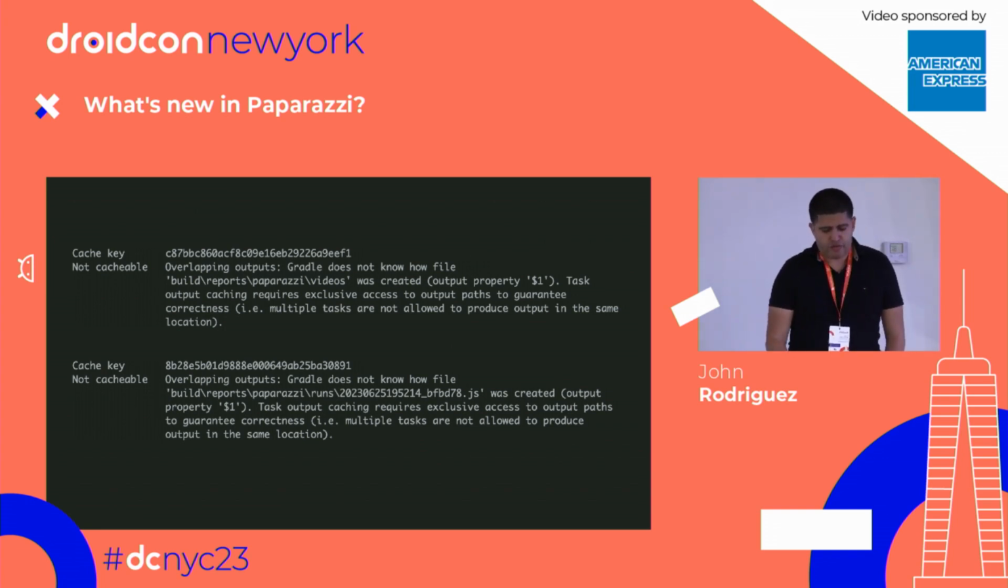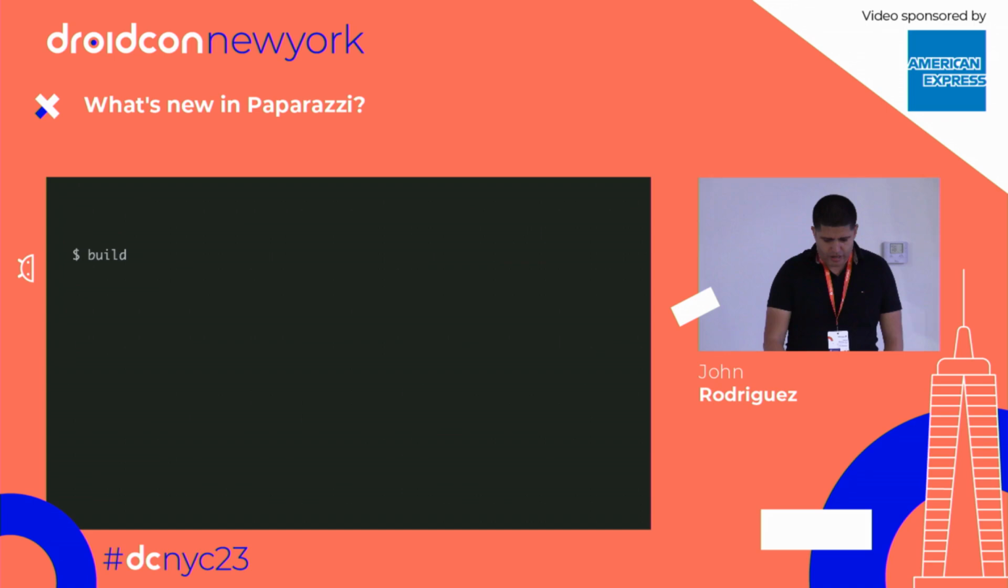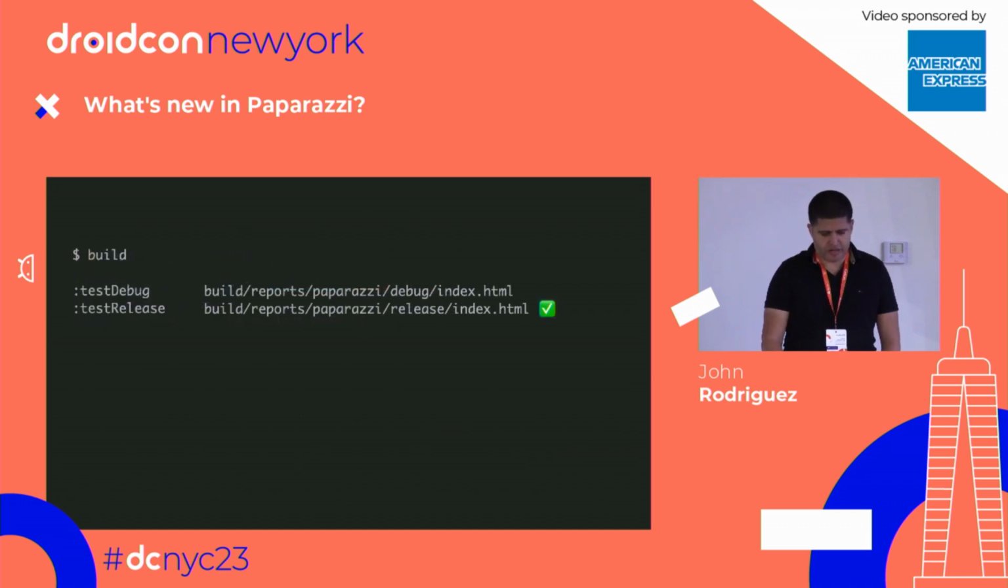Oops. As a result, when you were running Paparazzi tests twice in a row with no changes, you still ran the whole test suite, which is silly. That's what Gradle up-to-date checks are supposed to do. And so we've since fixed that. This is basically what I said, not good. And then with the change here, by just adding the variant to the directory name, we go from here to there, and now we're happy.